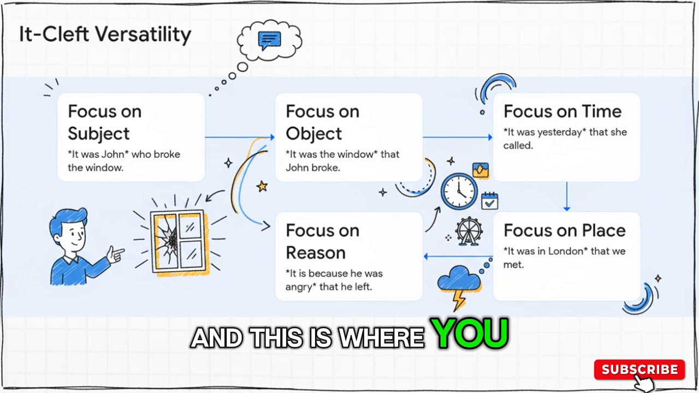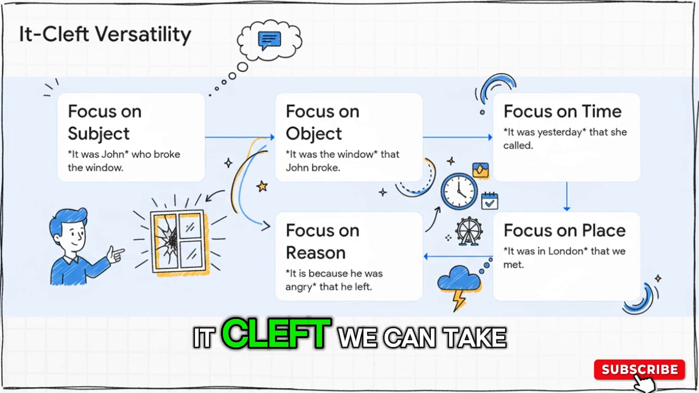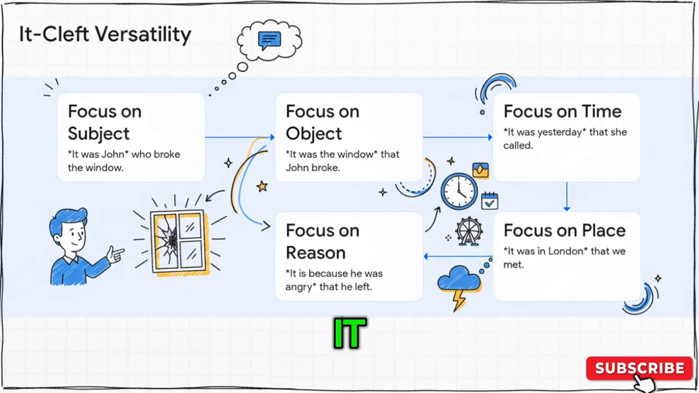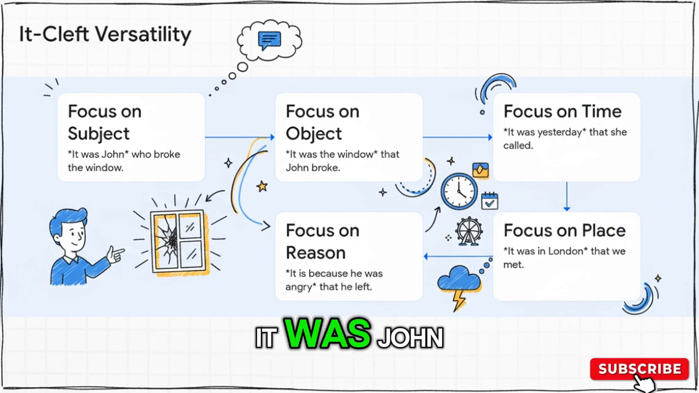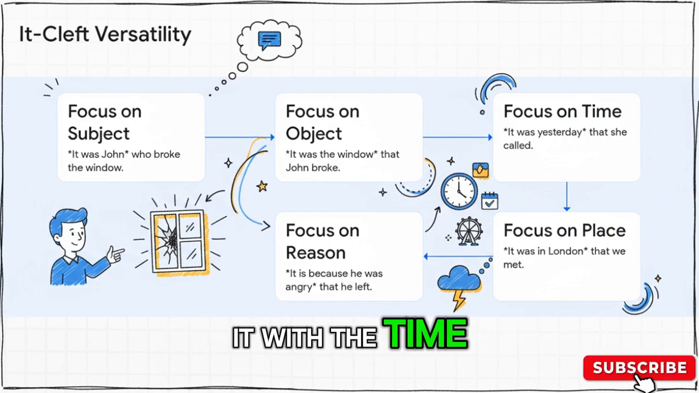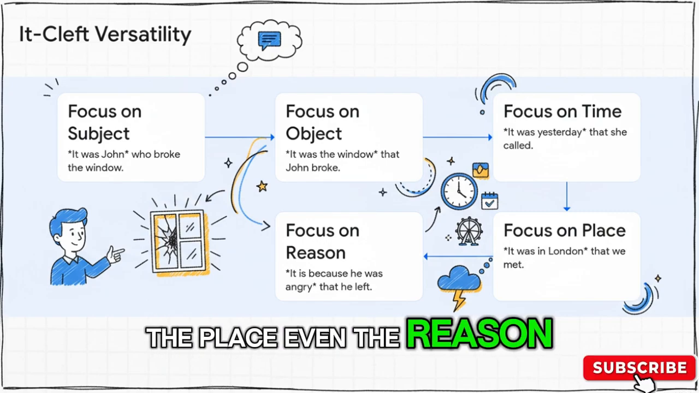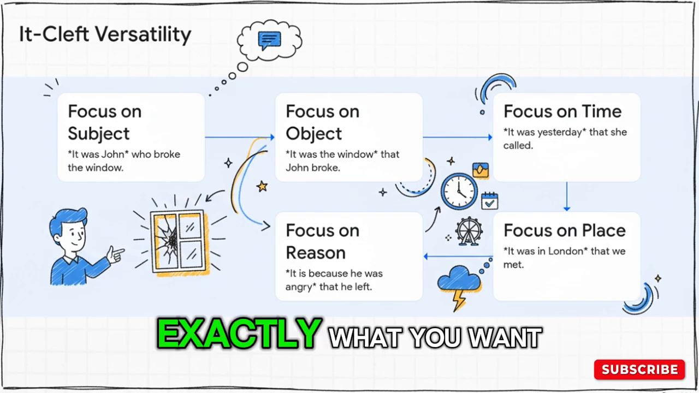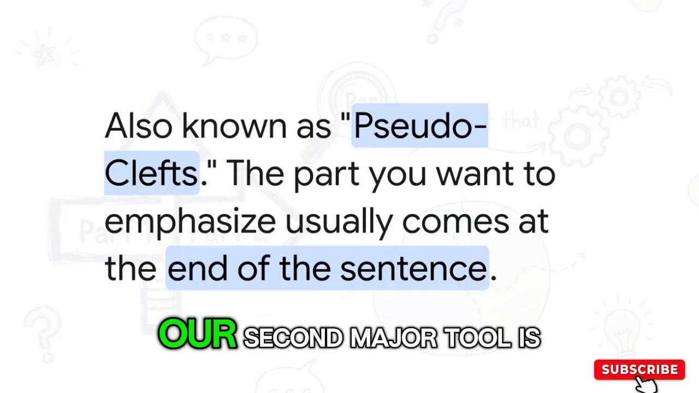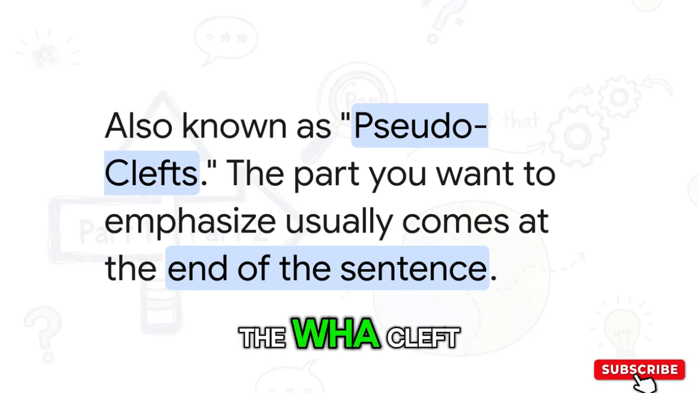And this is where you really see the raw power of the it-cleft. We can take one single idea and just shine a spotlight on almost any part of it. Want to focus on the person? It was John. Or maybe the object. It was the window. You can do it with the time, the place, even the reason. This structure lets you pinpoint exactly what you want your audience to focus on. It's amazing.